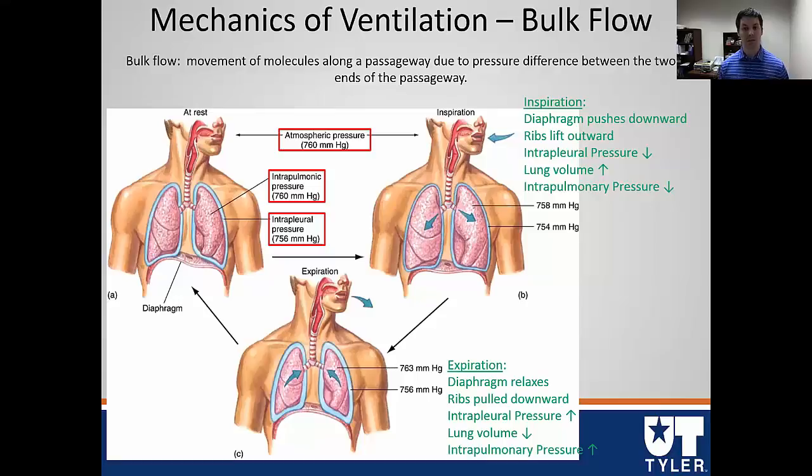Inspiration is caused by pressure in the lungs being less than the atmospheric pressure, and the way this is achieved is going to be shown in the next two videos. What you're going to see is the movement of the lungs and the movement of the ribs to increase the size of the lungs in the first video, and in the second video what you're going to see is contraction of the diaphragm.